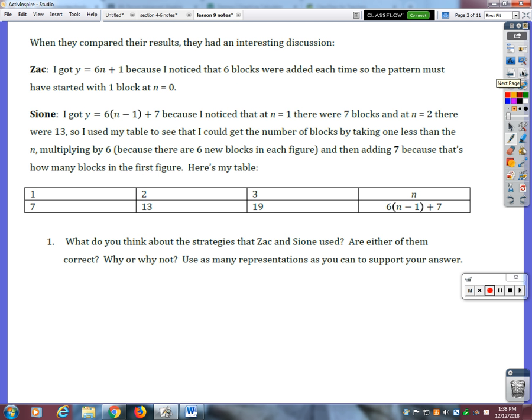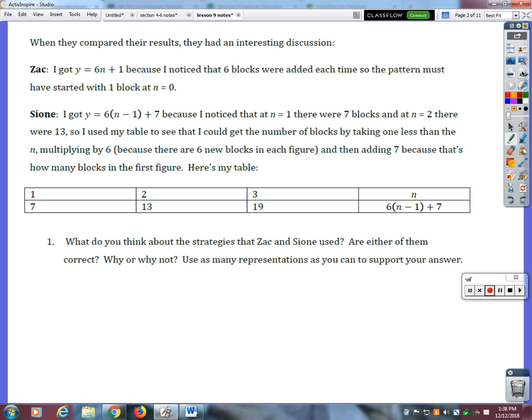Okay. Sion says, Lindsay, can you talk a little bit less loudly? Thanks. Sion says, I got y equals 6 times n minus 1 plus 7 because I noticed that at n equals 1 there were 7 blocks and at n equals 2 there were 13. So I used my table to see that I could get the number of blocks by taking 1 less than it, multiplying by 6 because there's 6 new blocks in each figure, and then adding. That's so complicated. Don't you think that's really complicated? Which one do you like better? Yeah, the first one. What do you think about the strategies that Zach and Sion use?